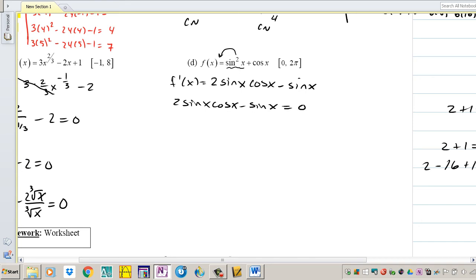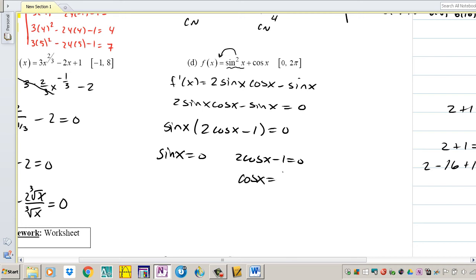Well, what do I have in common? I have sine in common. So I'm going to factor out sine. So I get 2 cosine x minus 1 is equal to 0. Again, I have a product. So separate and solve. Sine x is equal to 0 and 2 cosine x minus 1 is equal to 0, which is the same thing as the cosine of x is a positive half.